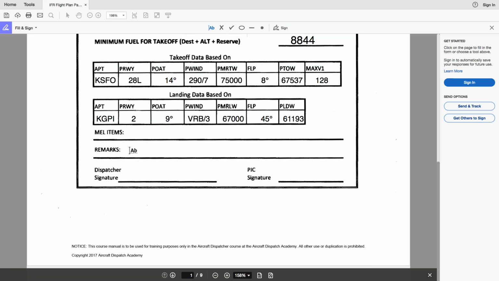We didn't have any MELs. Our remarks is have a nice flight. Thanks for all you do. I was going to do that. No. Dispatcher signature. Yep. Pilot signature. Oh. ID 10T. Oh, ha. And we're good.